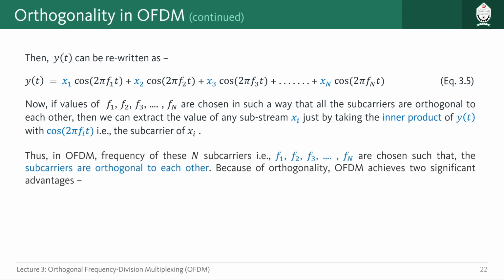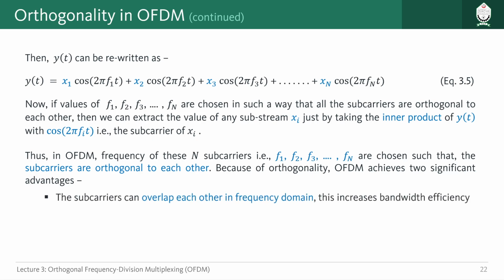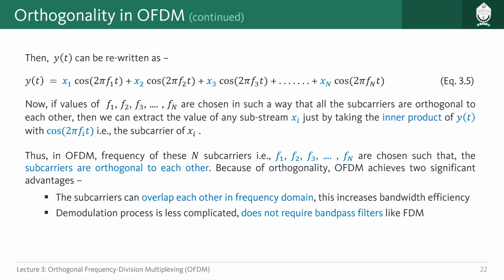So that's why in OFDM, these n subcarriers are taken such that f1, f2, f3 up to fn are all orthogonal to each other. And because of this orthogonality, we have two significant advantages in OFDM. One of them is that these n subcarriers can overlap with each other in the frequency domain, which we will see very soon. Because the subcarriers can overlap and still we can extract the signals, because of orthogonality, we have increased bandwidth efficiency. Another one is that because we have a mathematical relationship between these subcarriers, the demodulation process is much easier compared to our traditional process of using a bandpass filter. We can just use some kind of integrator or correlator that will help us extract the signals in the demodulator portion. So we will see that very soon.